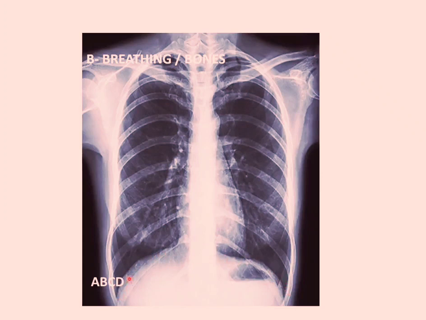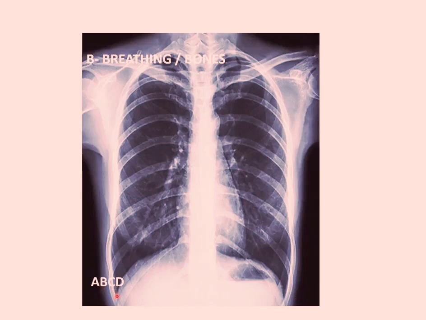Now, the shadow of the dome of the diaphragm forms an angle with the shadow of the rib. This is the shadow of the rib, and it forms an angle. This is the right side and the left side. This angle is known as costophrenic, costo meaning rib, phrenic meaning diaphragm.